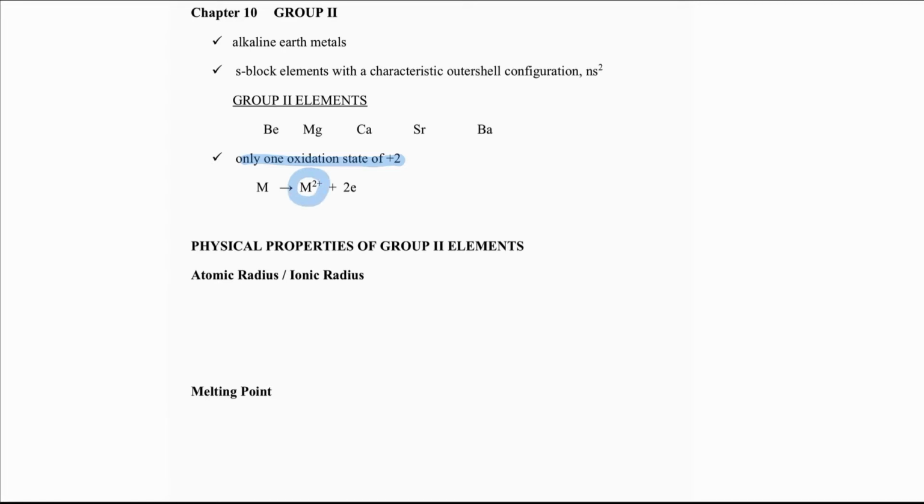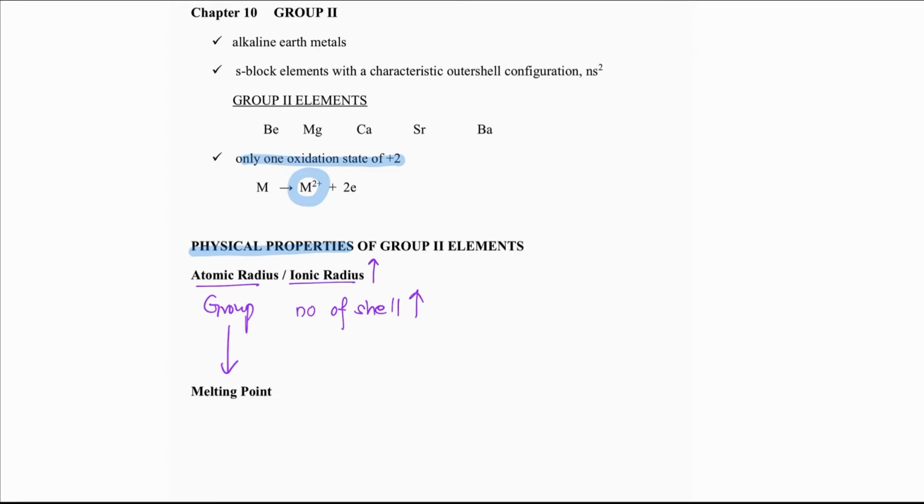Next, we will go into the physical properties of group 2 elements. Down the group, the atomic radius and ionic radius increase. This is because the number of electrons increases, so the number of shells increases down the group.